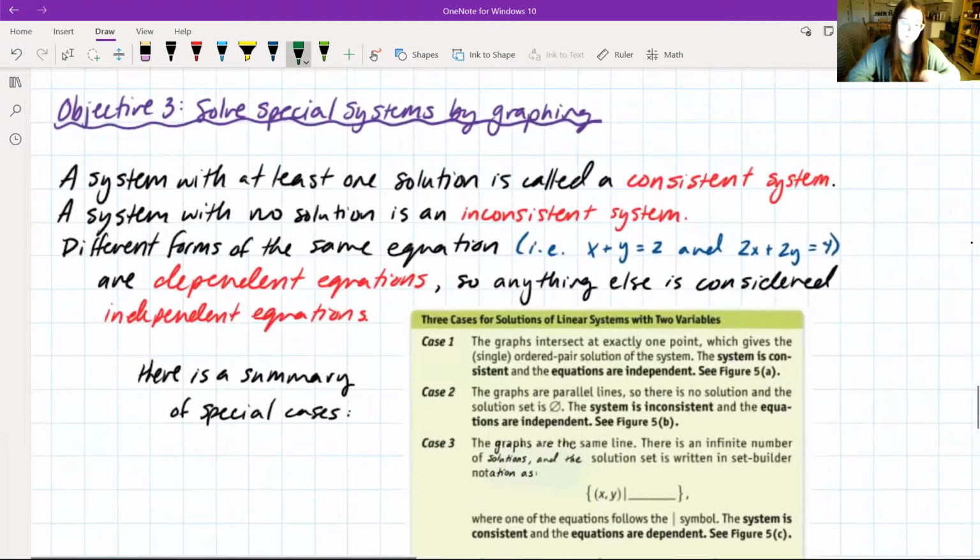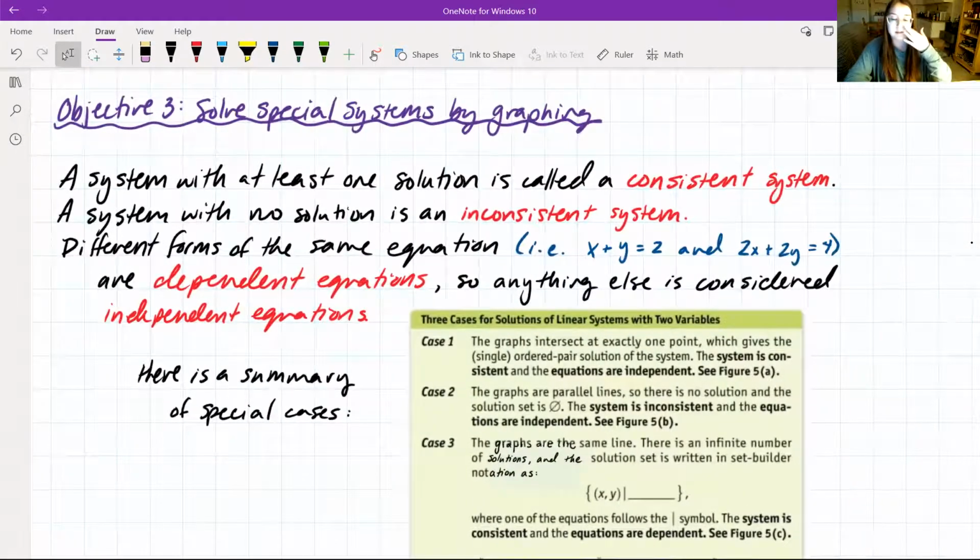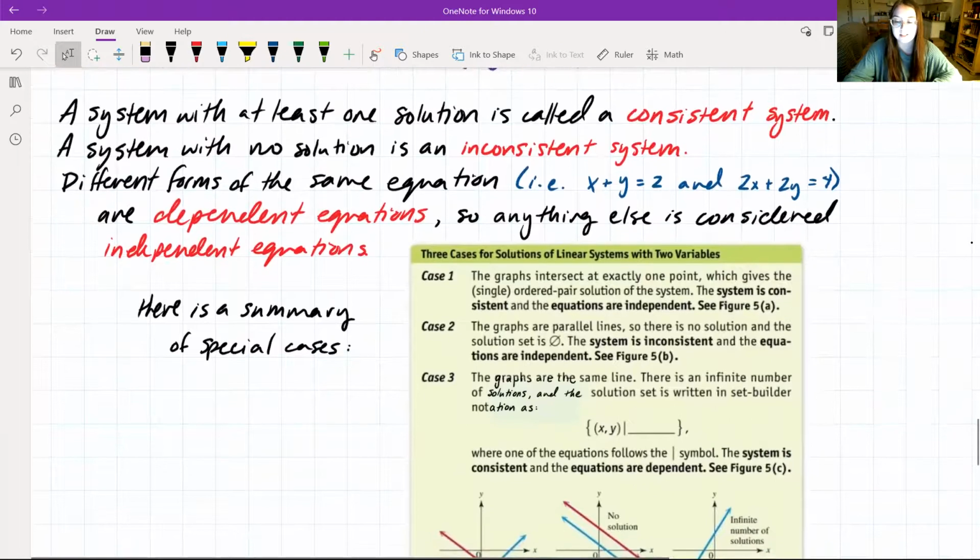Moving on to objective 3, we want to solve special systems by graphing. A system with at least one solution is called a consistent system. So in the case of the problems that we just saw, that had one solution, it's a consistent system. A system with no solution is called an inconsistent system.